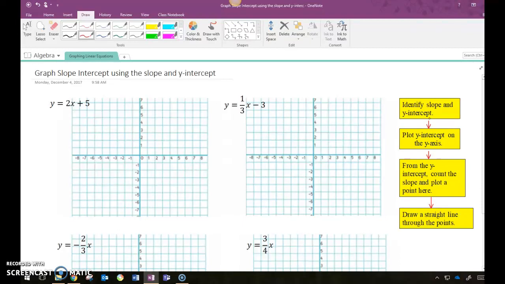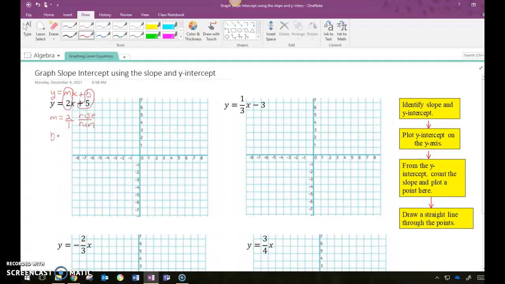Now looking over here at the right, here are the steps that we need to follow. First, we need to identify the slope and the y-intercept. So to do that, I'm going to write y equals mx plus b right above the equation, and that represents slope-intercept form. And I'm going to circle my slope and circle my y-intercept. So my slope is 2, but it must be written as a fraction, so I need to write 2 over 1. And remember, the top number represents the rise, and the bottom number represents the run.